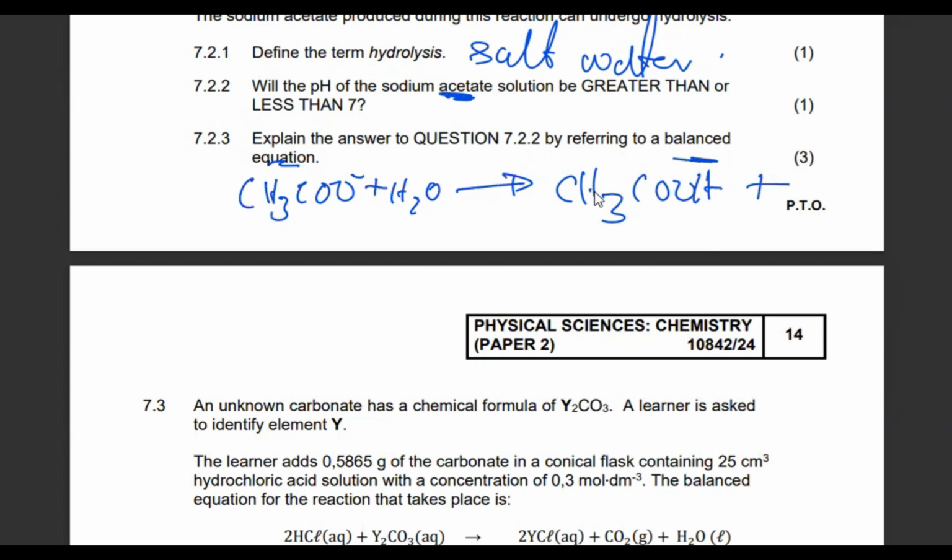Then plus, this hydrogen will come and join here. Then you're going to have an OH here. Because this hydrogen joined here to form this, you're going to have an OH, which is a base. This base is going to make the pH a little bit higher. So they wanted you to write this and this. Or you can even write it as sodium acetate, instead of making it an ion, you write the sodium plus there.